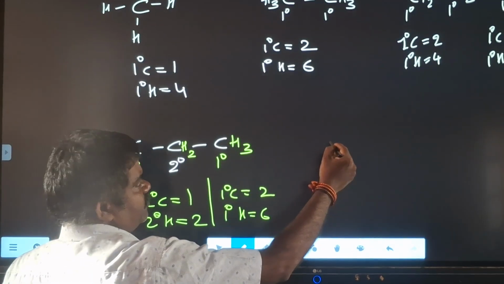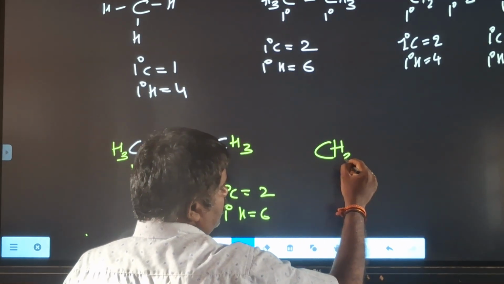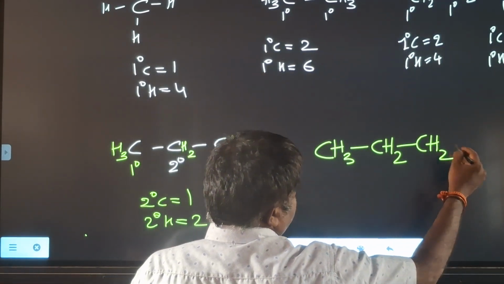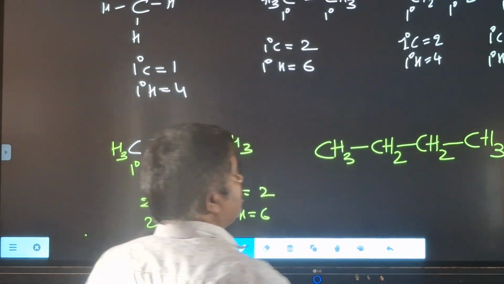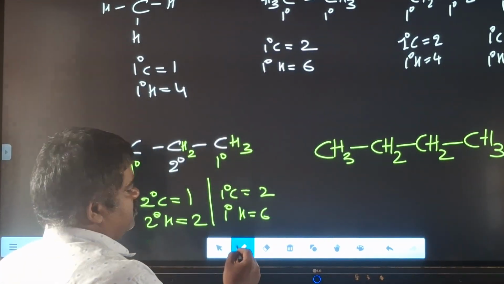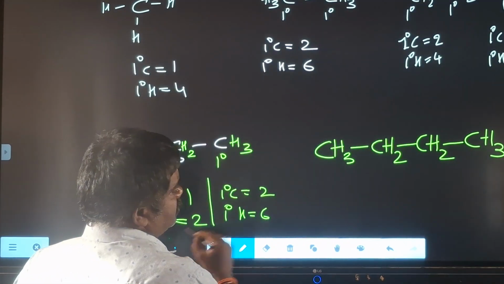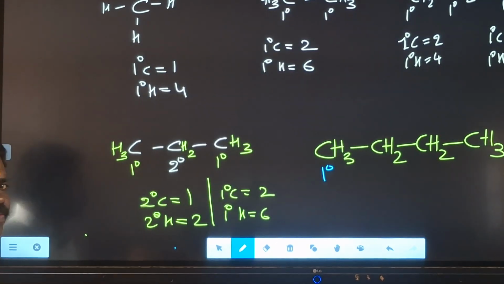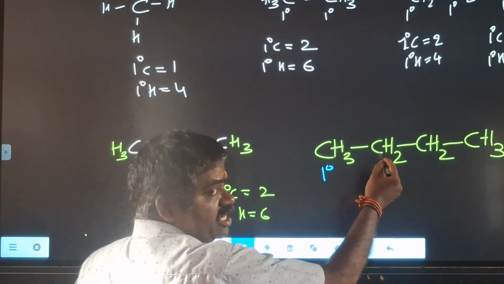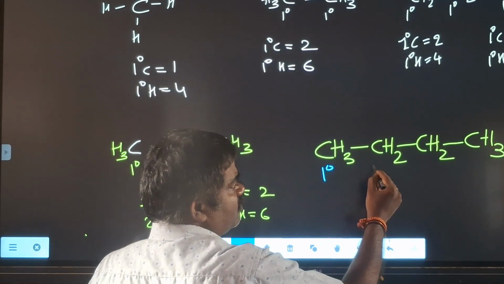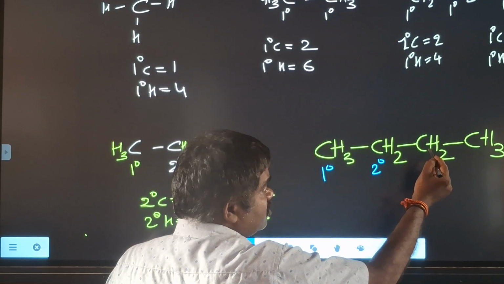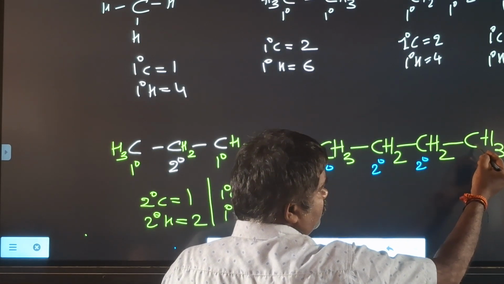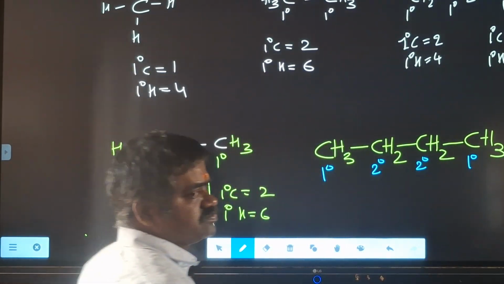And another example, CH3, CH2, CH2 and CH3. See here, the first carbon is known as primary carbon because it is directly attached with one carbon. The second carbon is secondary. Why is it secondary? It is attached with 2 carbons. And the third carbon is also secondary because it is attached with 2 carbons. And the fourth carbon is primary carbon because it is directly attached with one carbon.